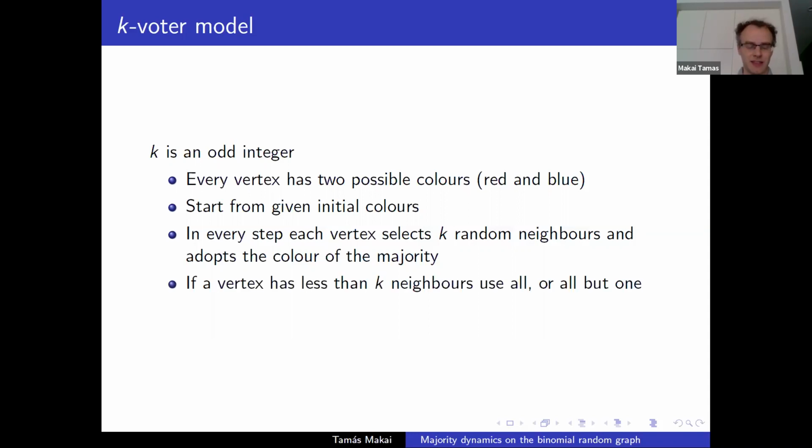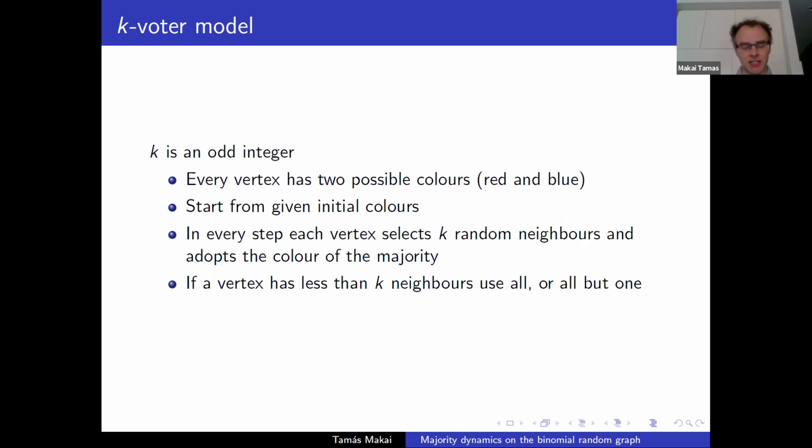Now, it's also possible that this doesn't work, but this is due to the fact that not every vertex has to have K neighbors. So if a vertex has less than K neighbors, then we use all of the neighbors if the number of neighbors is odd. However, if the number of neighbors is even, we randomly select one, leave that one out, and decide the majority within the remaining set of the neighbors.